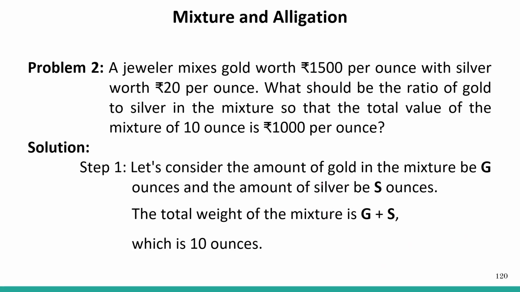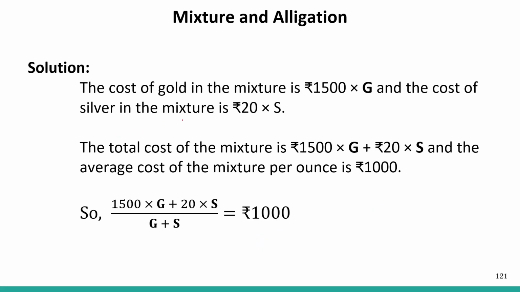Okay, so let's consider the amount of gold in the mixture be G ounces, and the amount of silver be S ounces. So the total weight of the mixture is G plus S, which is 10 ounces, right? So the amount of gold plus the amount of silver will be 10 ounces. So the cost of gold in the mixture will be 1500 into G, and for silver it is 20 into S.